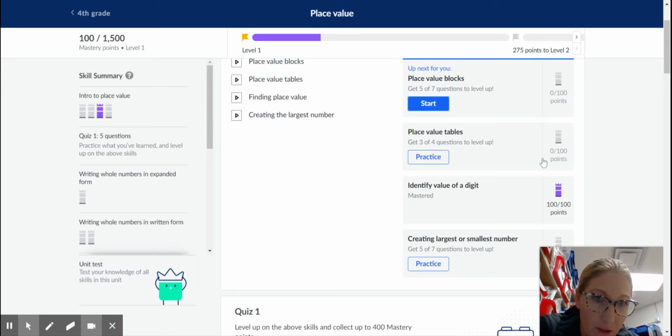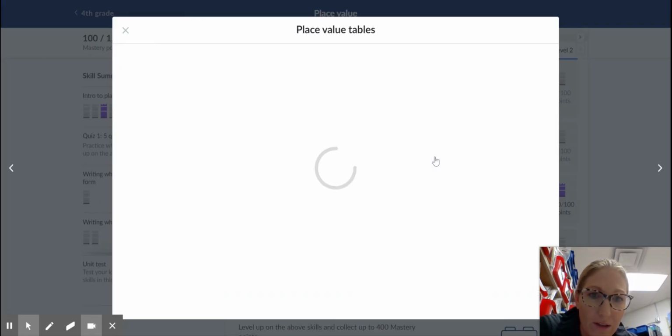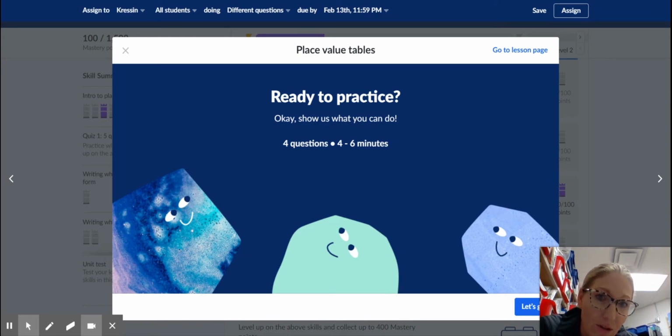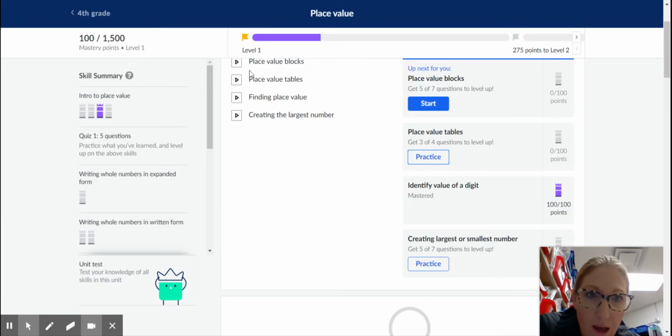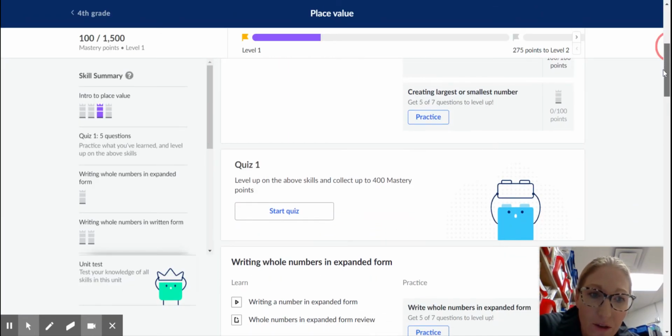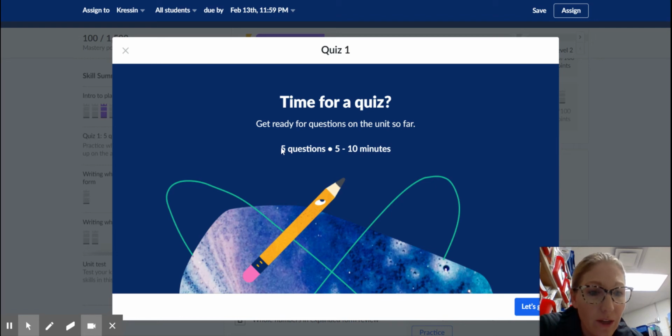This one, they could grow 50 points again, but this time they have to get 3 out of 4 questions correct. You can see here it says you could do that in approximately 5 minutes. However, your student could progress even faster if they take the quiz. In one quiz, they have the opportunity to grow 400 points. The quizzes are only 5 questions, with an intended time of 5 to 10 minutes.